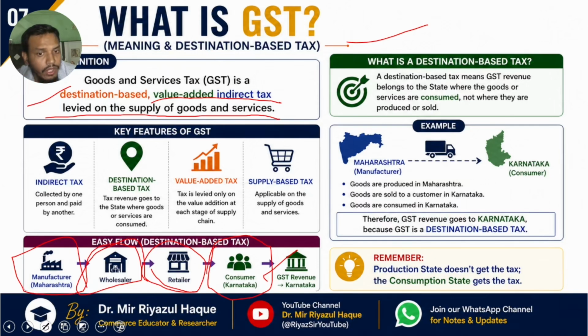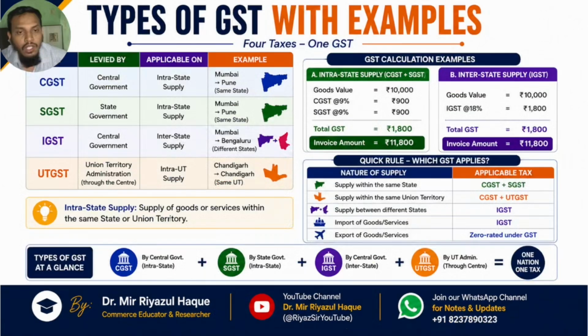This is a very important examination point. Now that we have understood the meaning of GST, let's discuss the different types of GST in India. One of the most common examination questions: how many GST types are there? The answer is 4. Let's understand each one with a simple example.